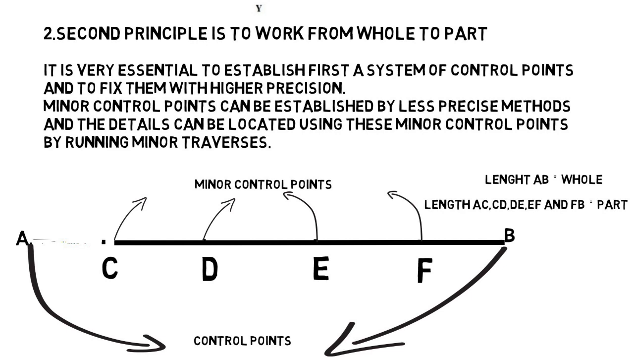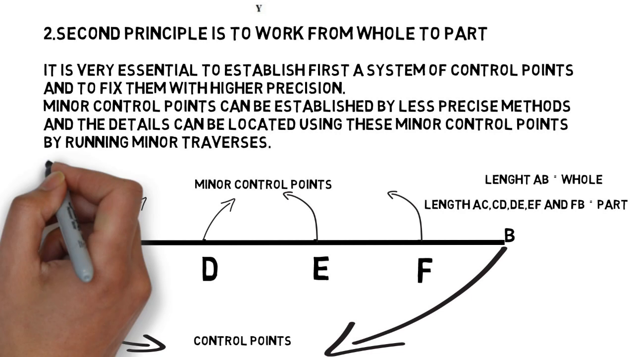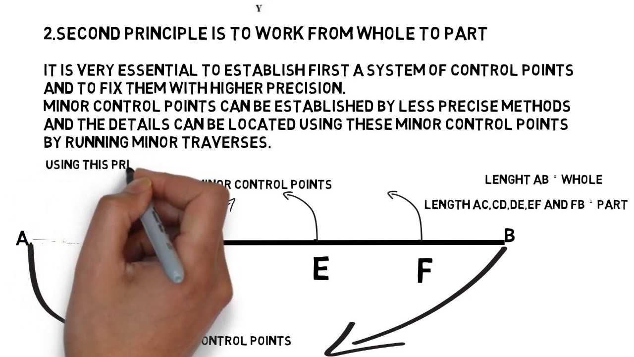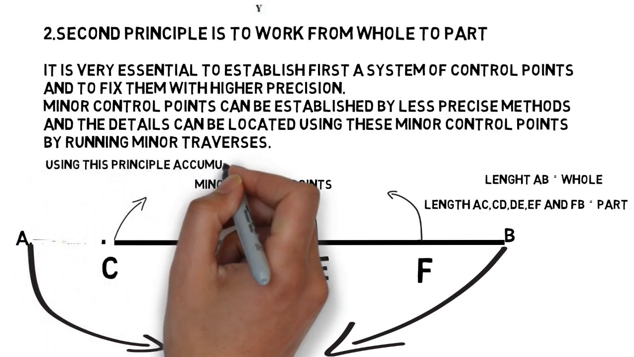In case measuring the length AC, CD, DE, FB, any of these part lengths gets error due to error in measuring tape or chain or reading during taking measurements, which will affect only that particular part. Later we can minimize the error for the particular part. By using this principle, accumulation of error is minimized.